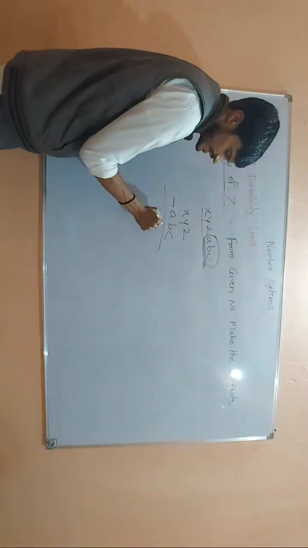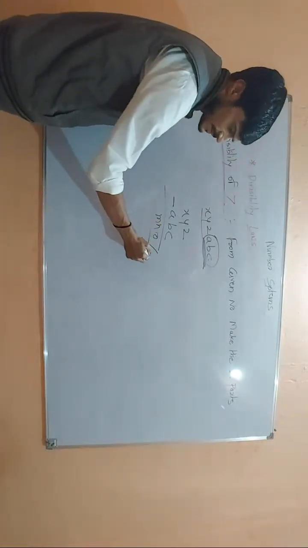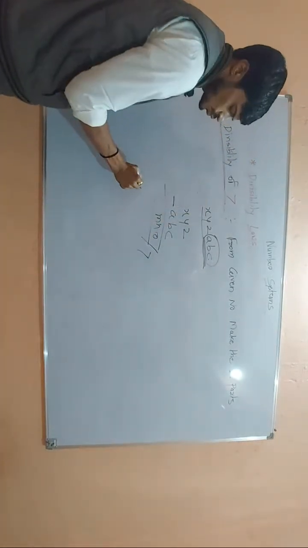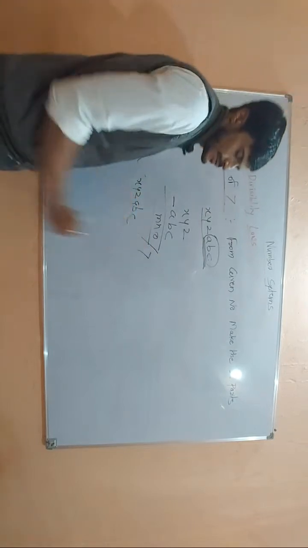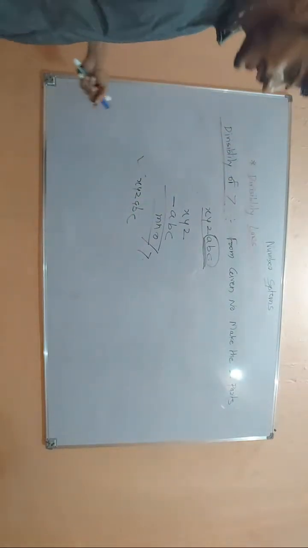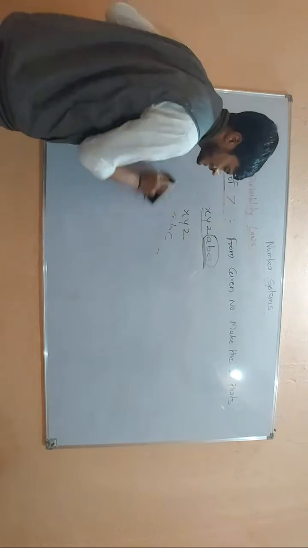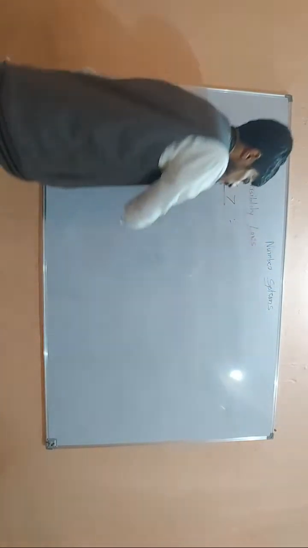Let us consider MNO is the result. If MNO is divisible by 7, then the whole number XYZABC is divisible by 7. So that is the divisibility of 7. You will get the idea by a simple example. Let us take one example and go practically.